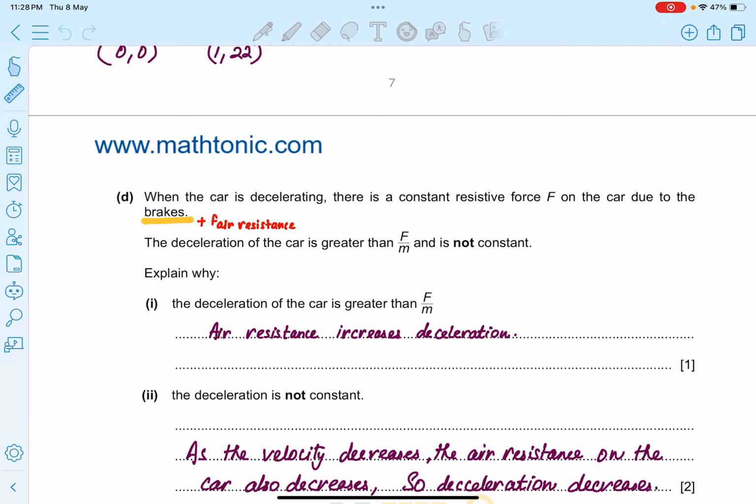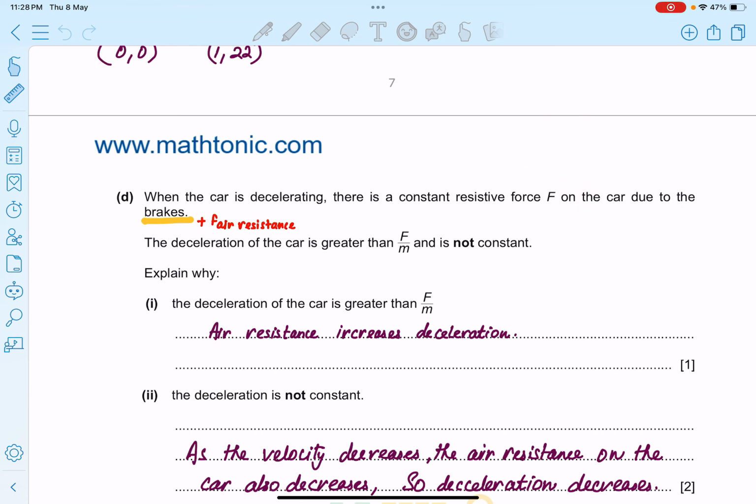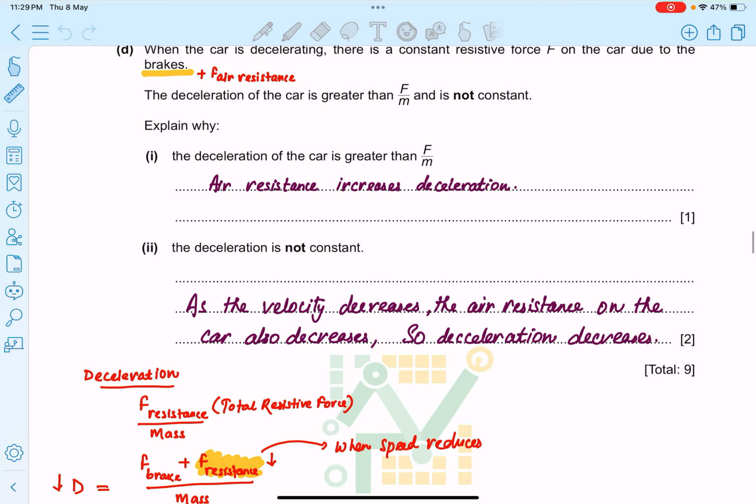Listen carefully, whenever a car is given and you apply the brake, the car doesn't stop only because of the brakes, but also because of air resistance, because when the car is moving, obviously air resistance increases. So there must be air resistance which is stopping the car as well. That's why the deceleration of the car is greater than force over mass. That means air resistance increases the deceleration. Deceleration is not constant.